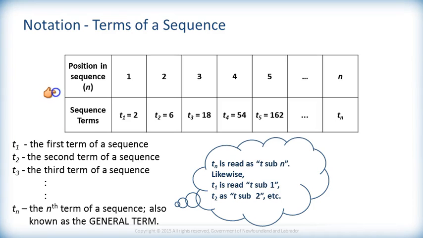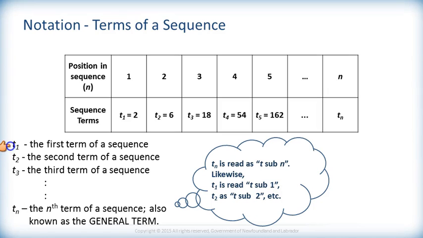Now I've constructed here a table of values to represent the terms of a sequence. Let's say we had a sequence 2, 6, 18, 54, 162, etc. This term occupies the first position in the sequence. This term occupies the second position, etc., down the road. If we don't know the exact position of a term in the sequence, we'll say it's at the nth position.